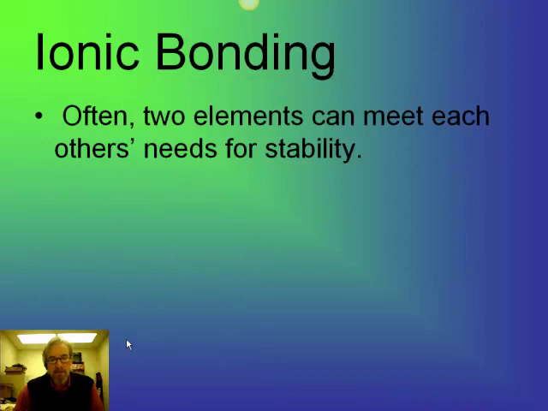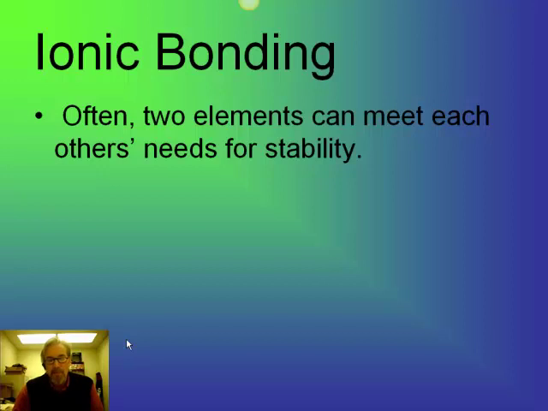Today we're going to talk about ionic bonding. We just learned about ions and how ions form and why ions form, and now we're going to find out how that translates into compounds. How it works is, quite often it's possible for two elements to get close together or meet each other that have the ability to satisfy each other's needs for stability.